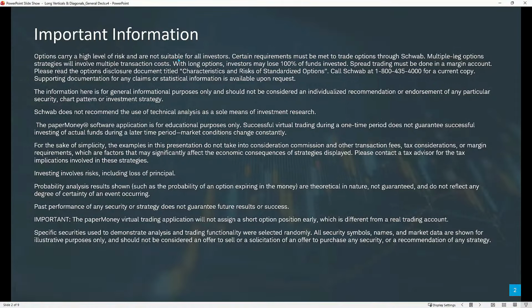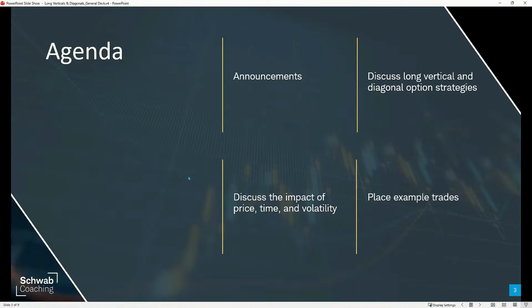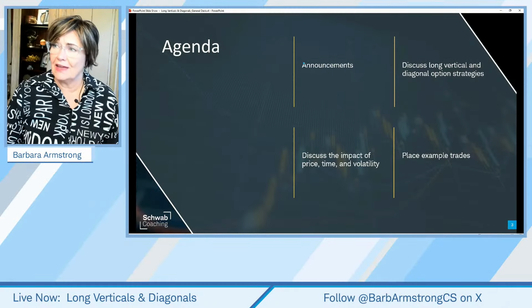And just before we get into the thick of things today, know that options carry a high level of risk and aren't suitable for all investors. We use the paperMoney software application on the thinkorswim desktop platform to place our example trades. And it is a brilliant place to learn, to hone your skills, to make sure you have a trading plan, understand it, understand the mechanics of how to place trades in the system. Know that there are some nuances and differences. One is that short option positions will never be assigned early in paperMoney. That can happen in a live account. I've seen it happen.